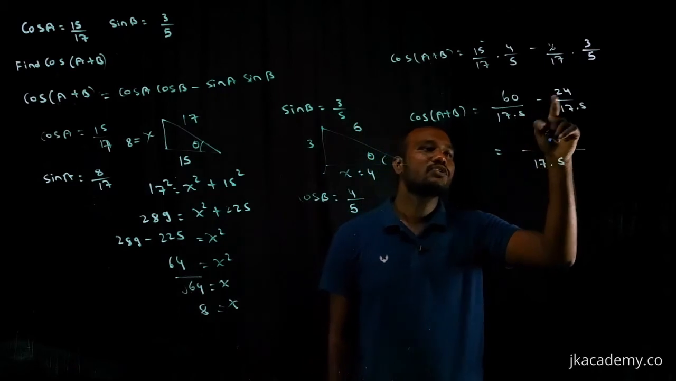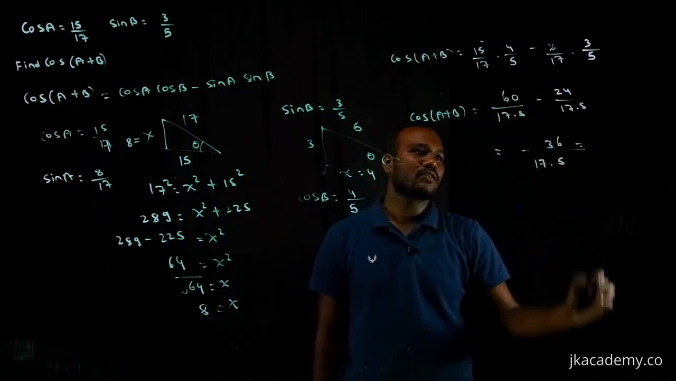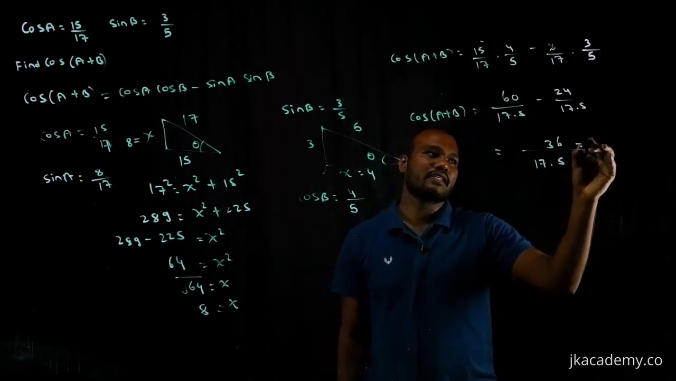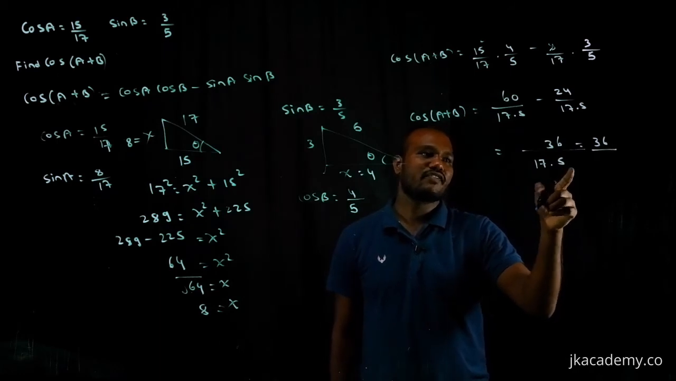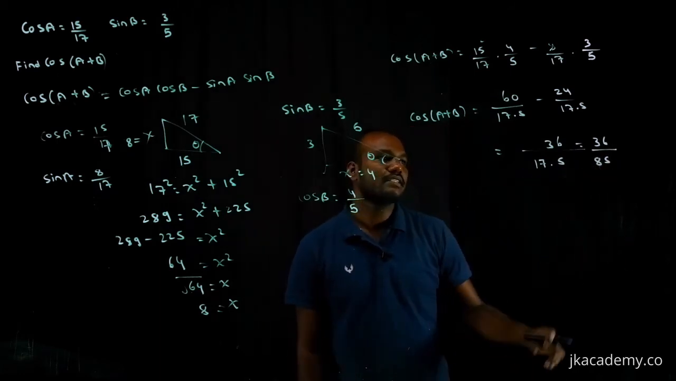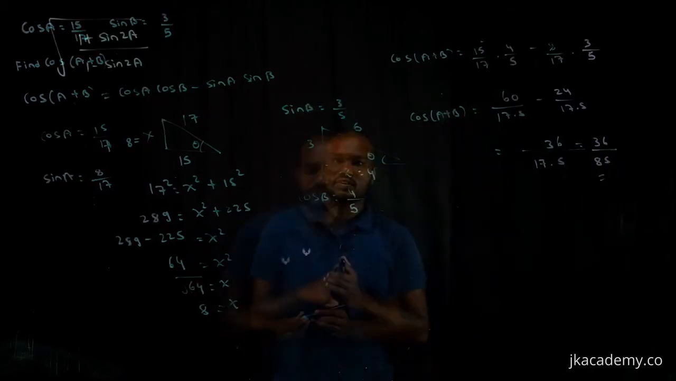And 60 minus 24, 10 minus 4 is 6, 5 minus 2 is 3, 36 upon 17 times 5. So I can write 36 upon 7 5s are 35, 3 carry, 5 1s are 5, 85. 36 upon 85 is the final answer. Okay, let's go to the next question.